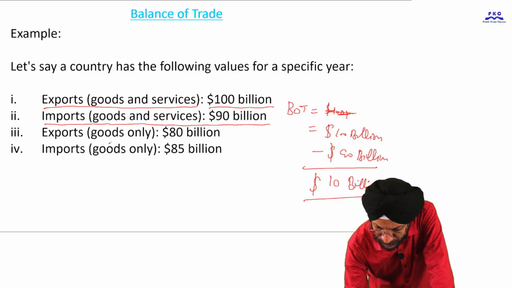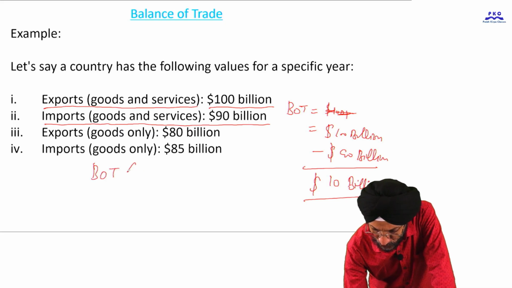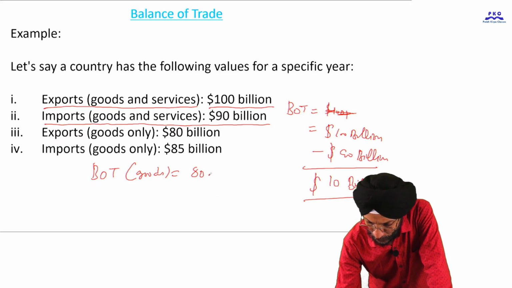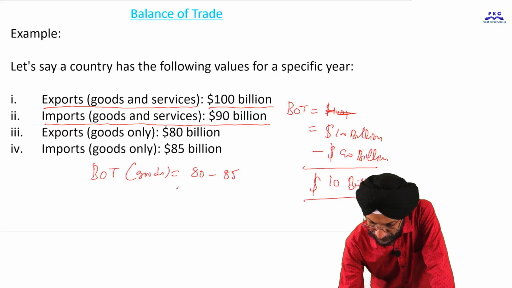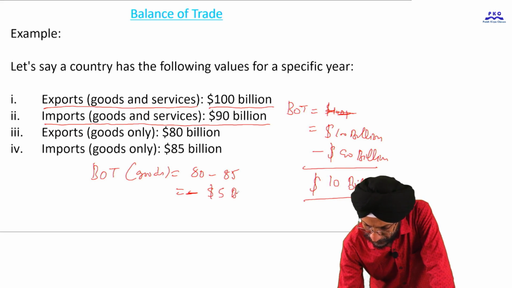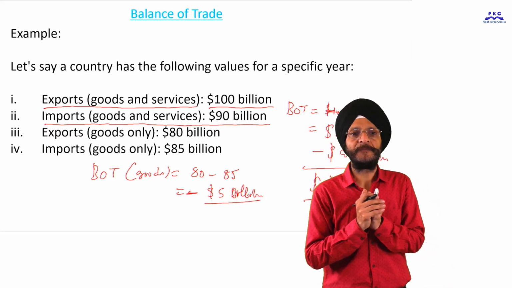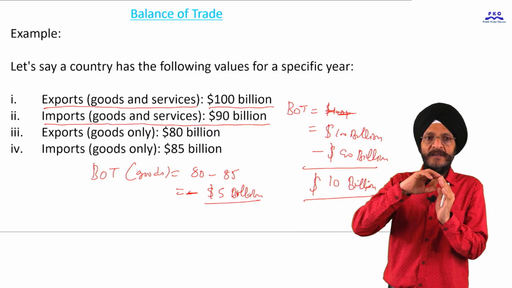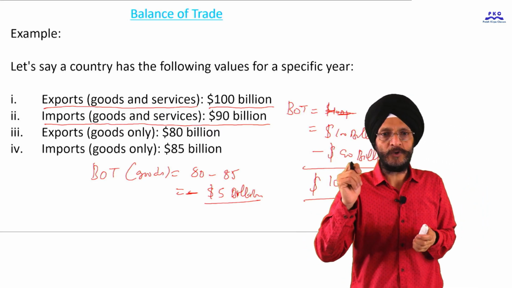If we take only export of goods, here is BOT goods. Here exports are 80. What is import? 85. Then what is the balance? It is minus 5 billion. Here it is deficit balance of trade because imports are more than exports.